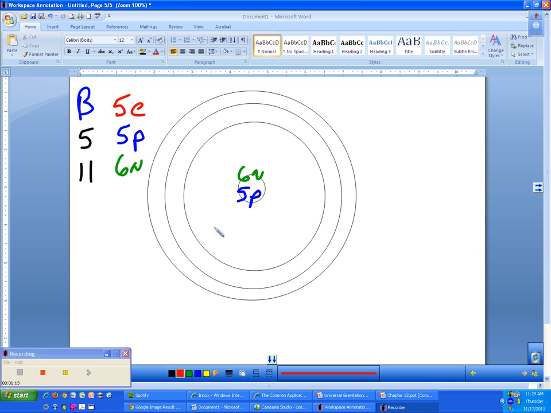So in the first energy level, we can put 2. So let's put 2 electrons. We're going to put 1 electron right here and 1 electron right here. Since we had 5 and we just used 2, that leaves us 3 more. So we're going to put those 3 out here in this second energy level. And that gives us 1, 2, 3, 4, 5 electrons for boron.